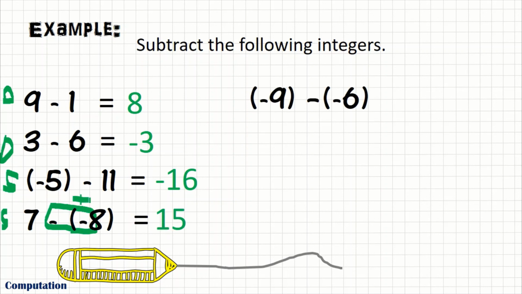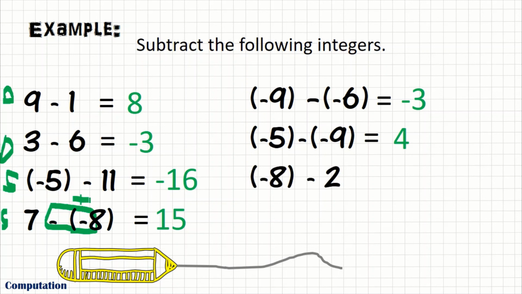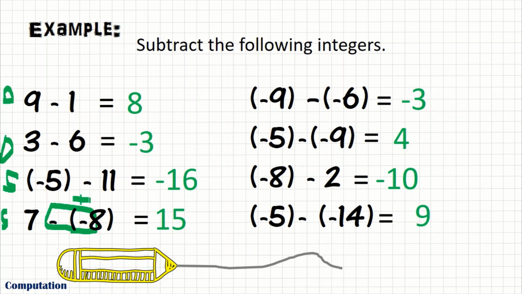Next, 9 minus negative 16. Same signs. So, we have 25. Next, negative 5 minus negative 9. Different sign uli yan. So, the answer is 4. Negative 8 minus negative 2, different signs. So, we have negative 6. And then, negative 5 minus negative 14, different signs ang meron tayo dyan. So, we have positive 9.